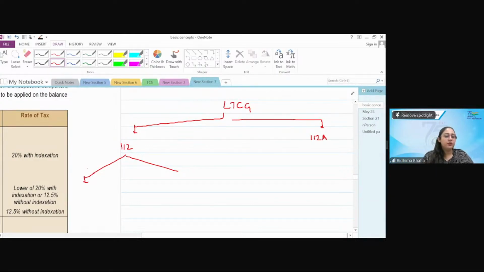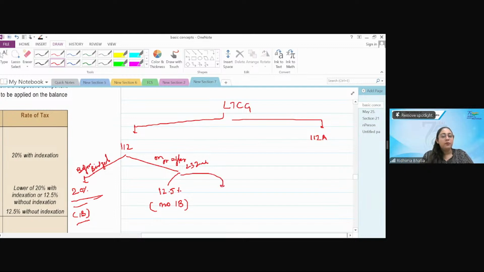But here you have to remember, if it is before budget, that is before 23rd July, the resultant capital gain is before 23rd July or on or after 23rd July. If it is before 23rd July, then the rate is 20% and there is indexation benefit, IB I'm writing, okay? But if it is after 23rd July, the rate is 12.5%. The long-term capital gain rate is reduced, but there is no indexation benefit.